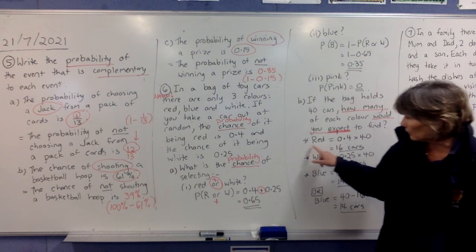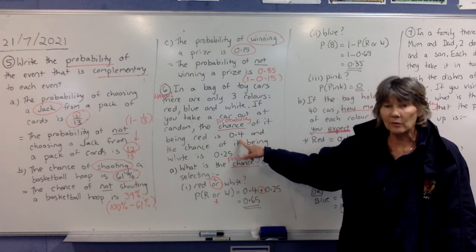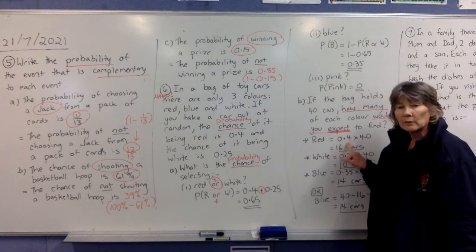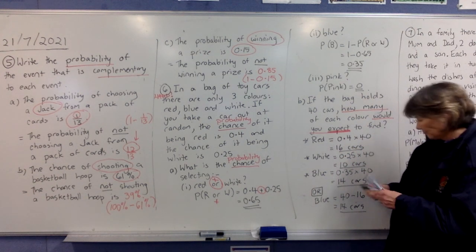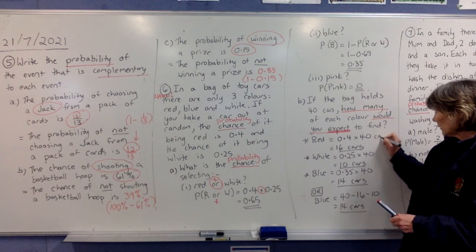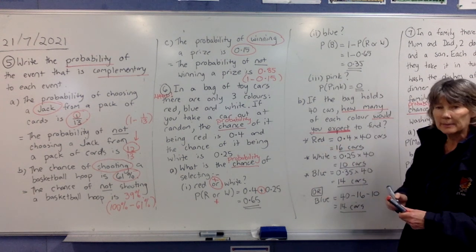So we're going to have a look back here. The probability of having a red car is 0.4. So we're going to do 0.4 times the 40 cars. And if you work that out on your calculator, you'll get 16. So we have 16 red cars in the bag.